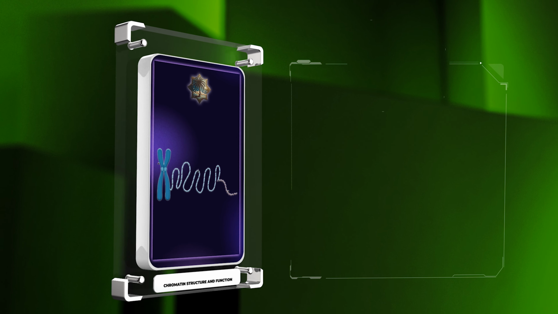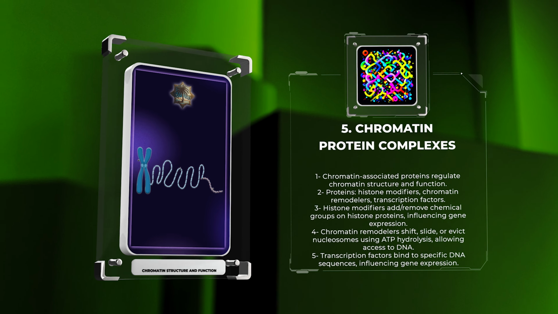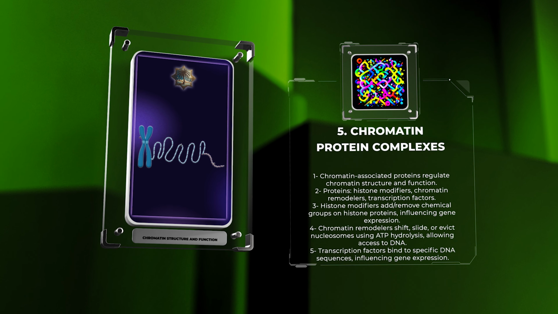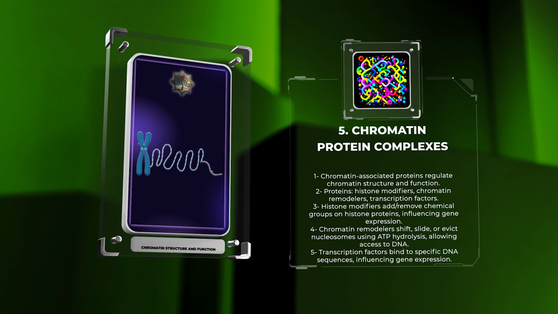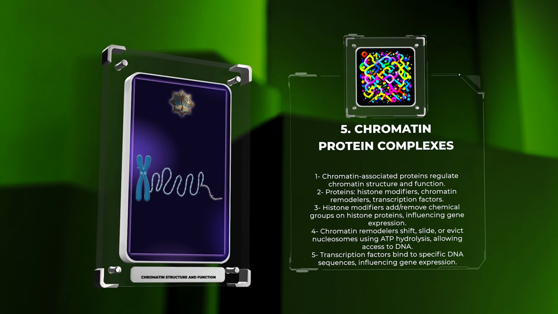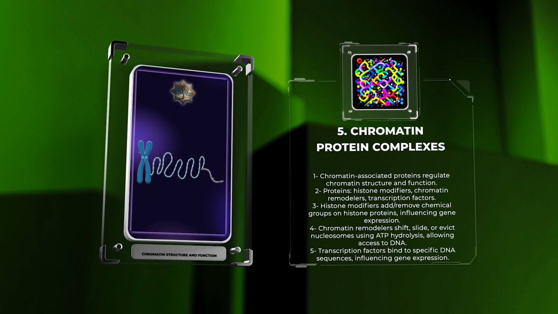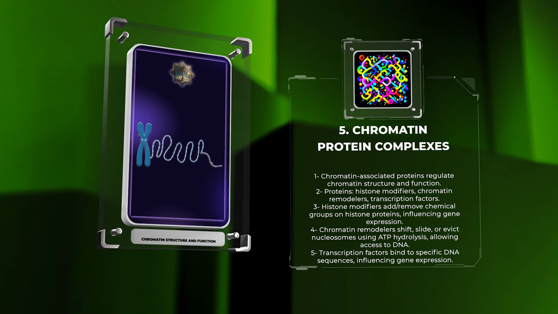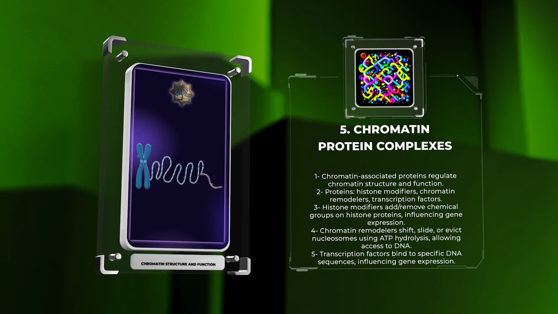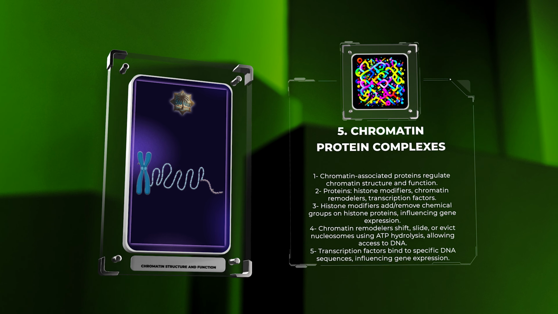Chromatin-associated proteins play a crucial role in regulating chromatin structure and function. These proteins include histone modifiers, chromatin remodelers, and transcription factors. Histone modifiers catalyze the addition or removal of specific chemical groups, such as acetyl, methyl, or phosphate groups, on histone proteins. This modification alters the interaction of nucleosomes with DNA and other proteins, influencing gene expression. Chromatin remodelers utilize ATP hydrolysis to shift, slide, or evict nucleosomes, allowing access to DNA for the binding of regulatory proteins. Transcription factors bind to specific DNA sequences, recruiting other proteins and influencing gene expression.